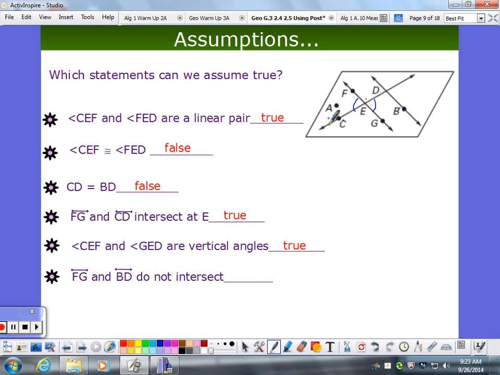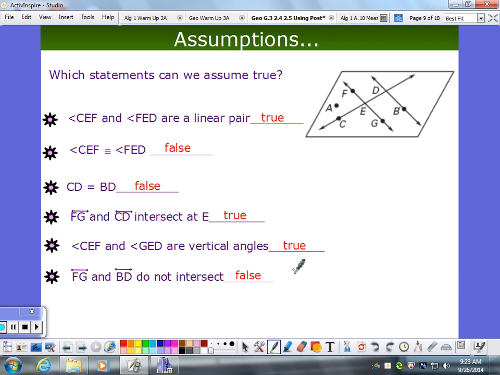And then FG and BD do not intersect. That would be false, right? This is another way of saying they're parallel. Nope, I don't know. It does not say. Maybe way out in space somewhere they will meet. I don't know. So, very good. Yes, ma'am.